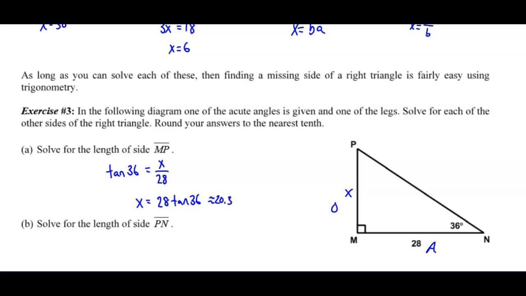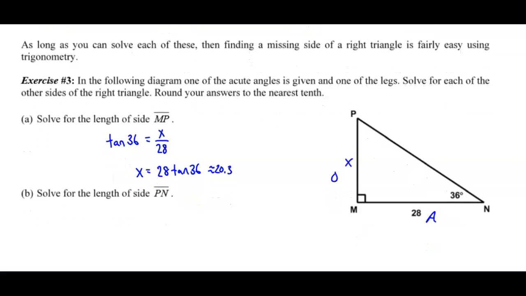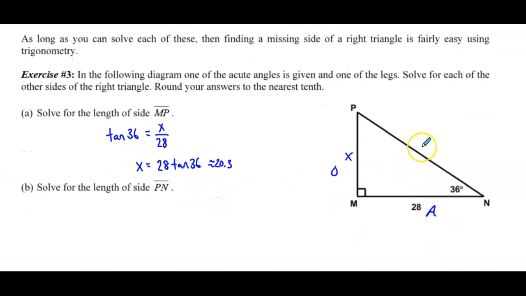All right, solve for the length of PN. So I've got some options here now. If I'm looking for PN, I'm just going to put a different variable here, y, since I've already had x. Now that y is clearly in the hypotenuse position, the best bet for this is to reuse the side you knew. So we were given the 28.